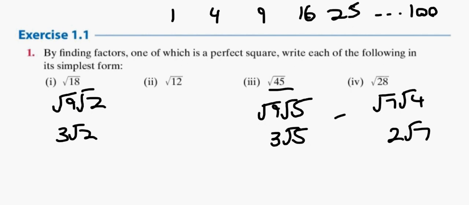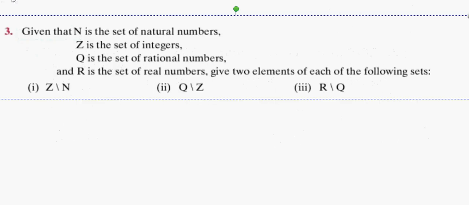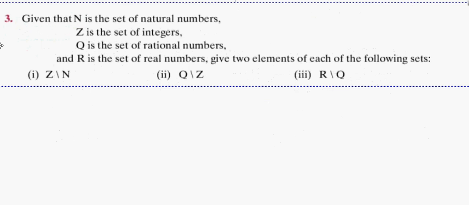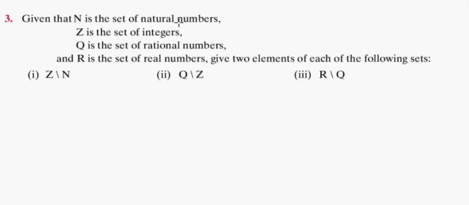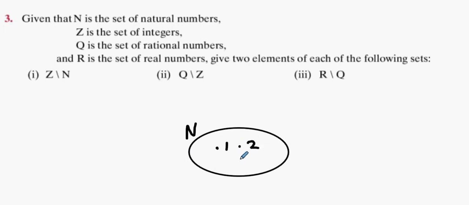Alright. Now, we've got this stuff here, so we're going to draw. I might do a Venn diagram to illustrate this, okay? What's the smallest set of numbers you can think of? N. What's N? N would be 1, 2, 3 upwards. Is that okay with you guys? That's an example of natural numbers.